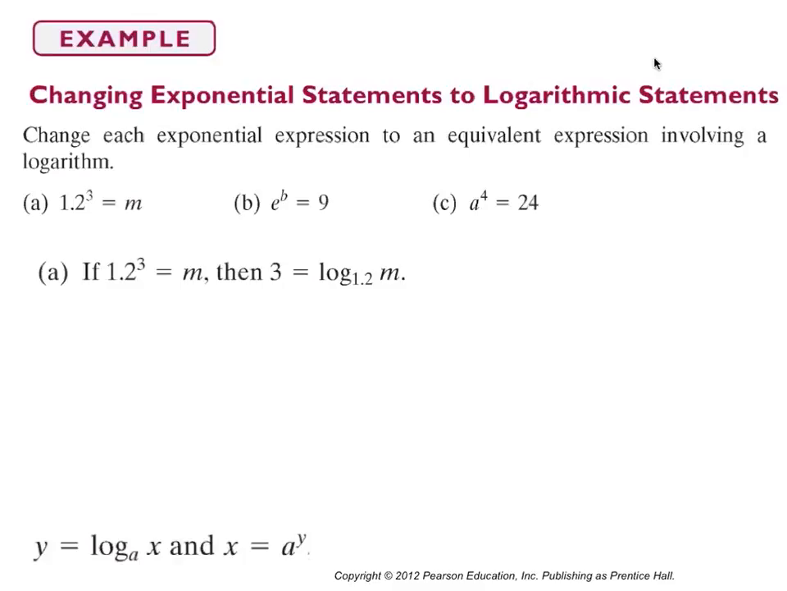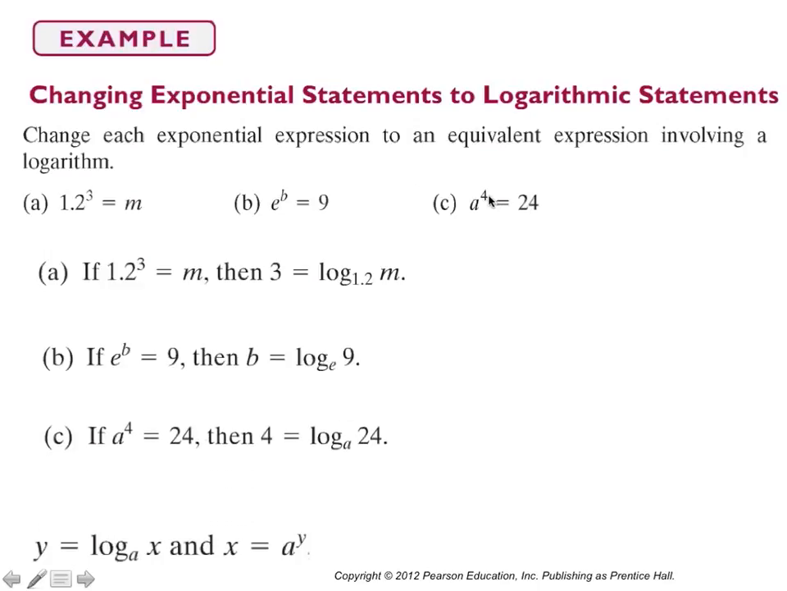Okay, so hopefully you figured out at least part B, and then we're going to talk about C as well. So for this one, you have e to the b power equals 9. It looks very similar to this one here. So if we rewrite this, the b is the exponent, so it's now going to go by itself. So we have b equals, the base is this base here, so we have log base e, and then the number that was by itself is now what we're taking log of. So we have b equals log base e of 9. And then over here, we can rewrite this as 4 equals, because it's always the exponent, equals log base a, because the base is a here, of 24.